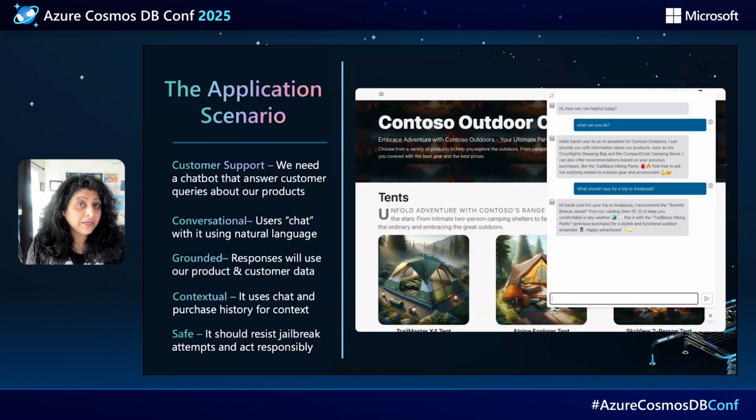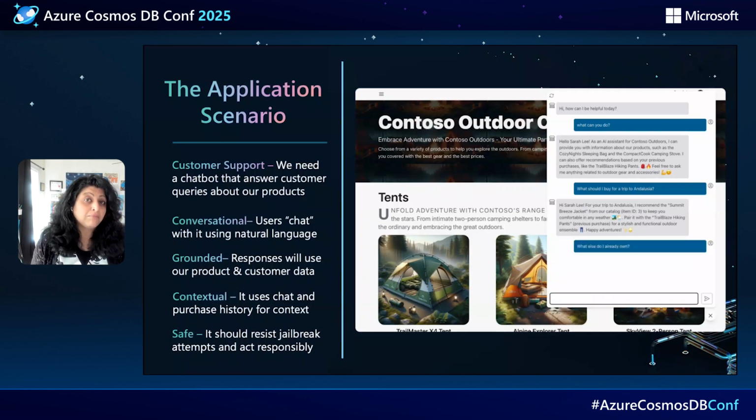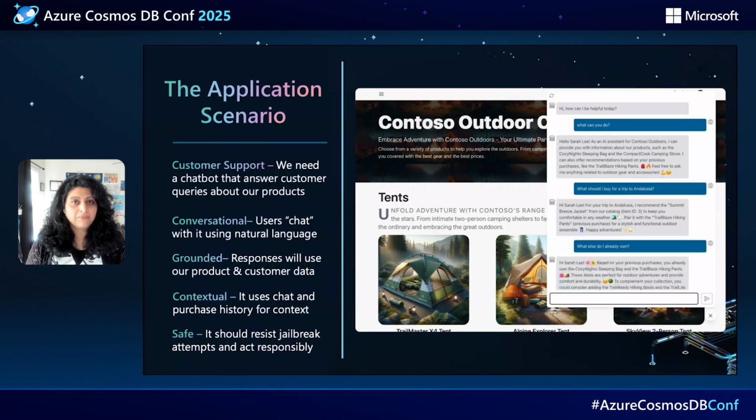Third, it needs to be contextual. What that means is it needs to understand that there's a chat history, that the consumer might have previous purchases that are relevant to the query, and so on.